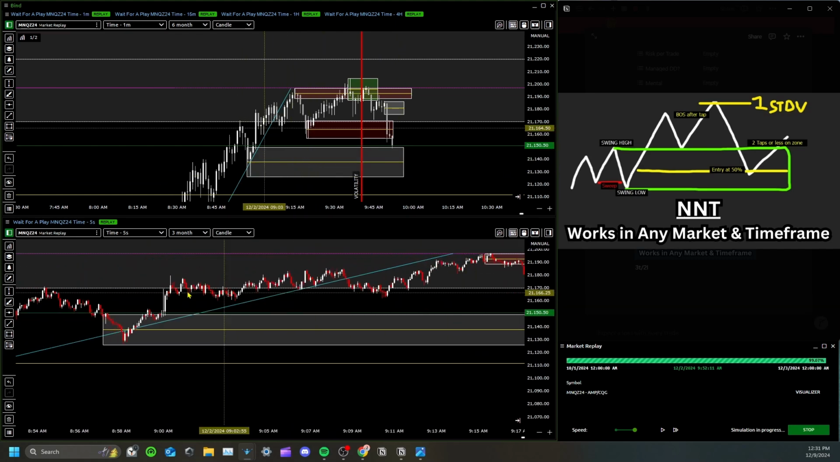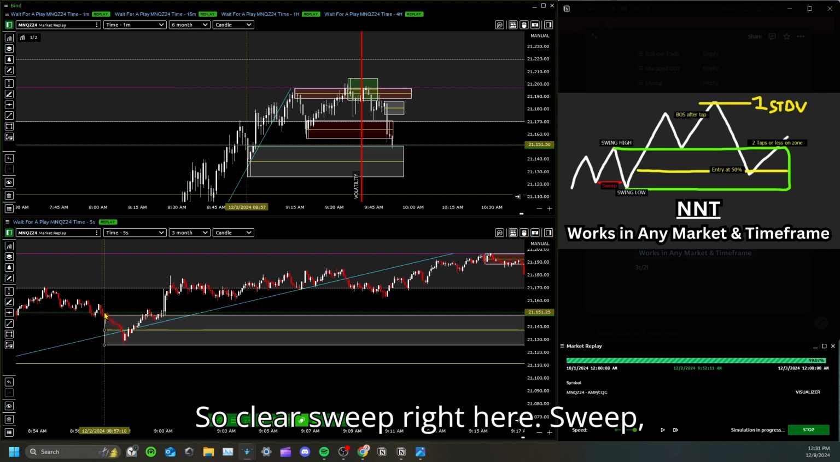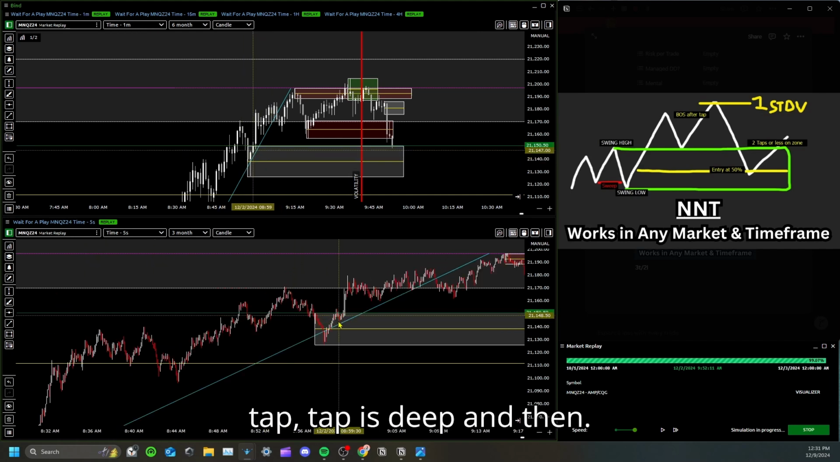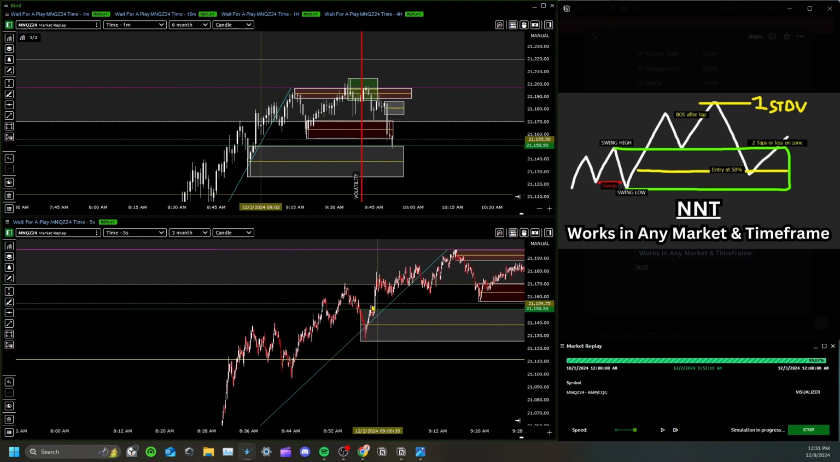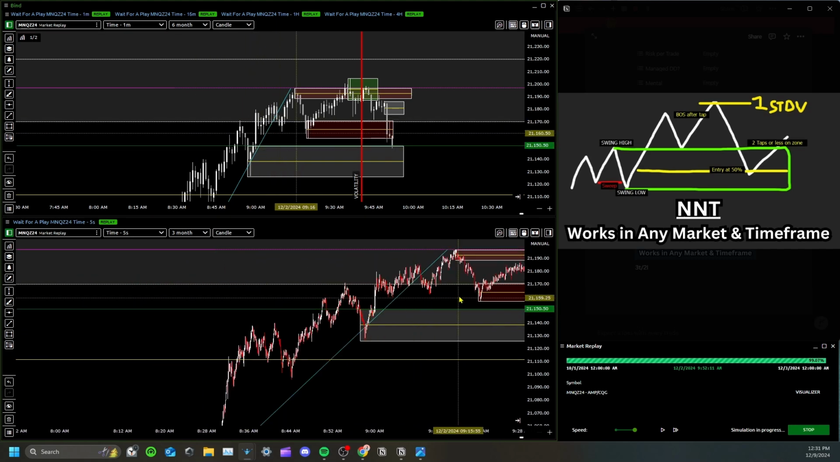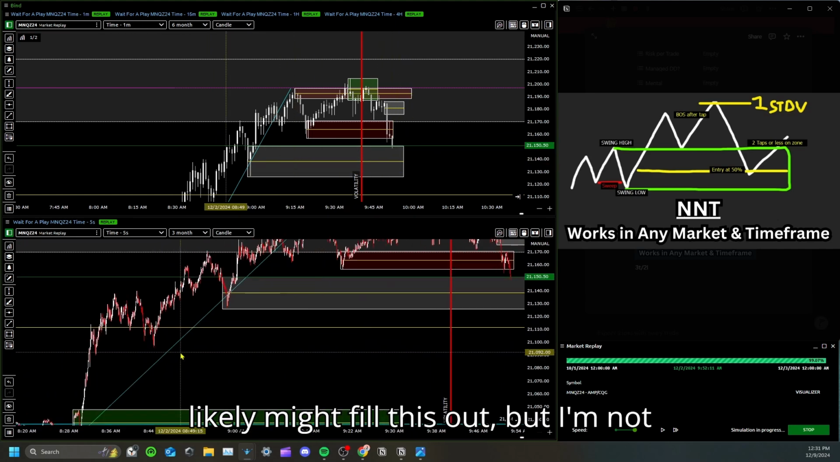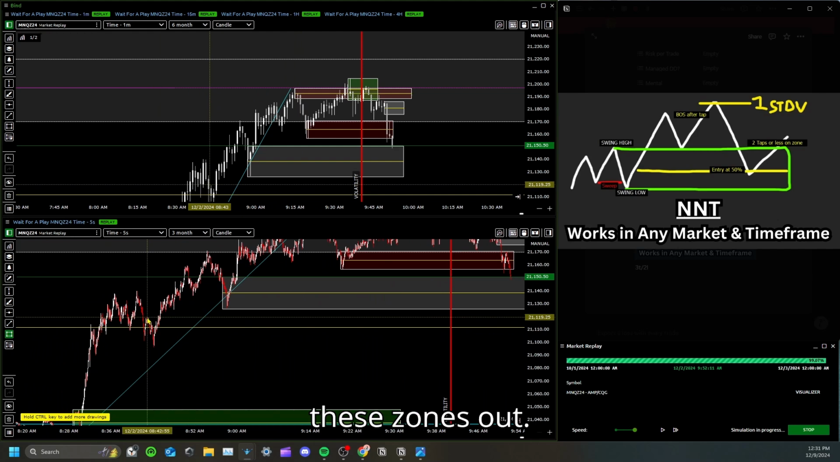Let me show you. So clear sweep right here. Sweep. Tap. Tap is deep. And then after the tap, it broke structure. And then we more likely might fill this out. But I'm not going to take it though. Let me just mark these zones out.